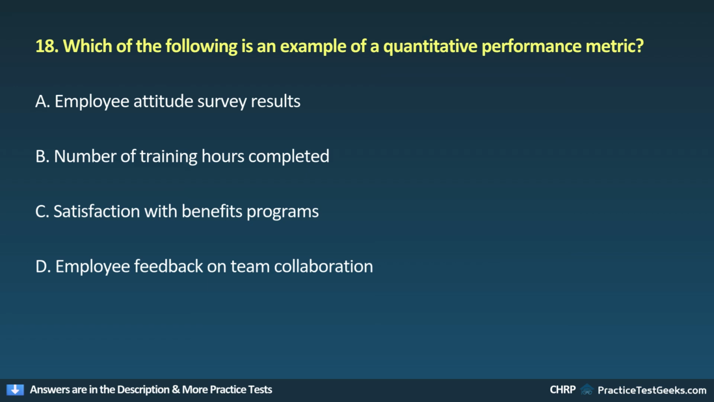Which of the following is an example of a quantitative performance metric? A. Employee attitude survey results. B. Number of training hours completed. C. Satisfaction with benefits programs. D. Employee feedback on team collaboration.